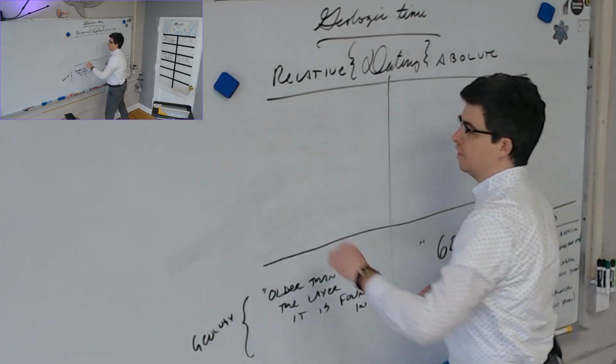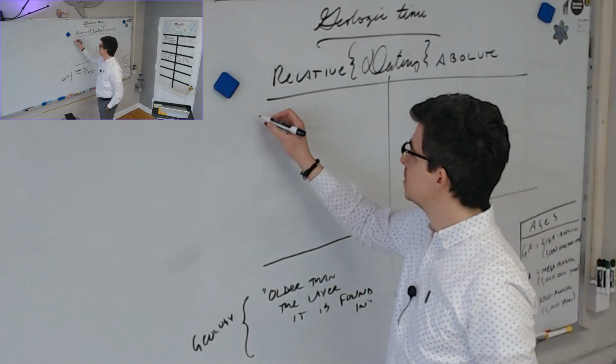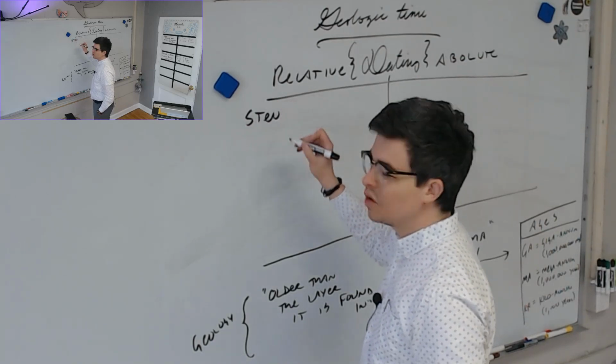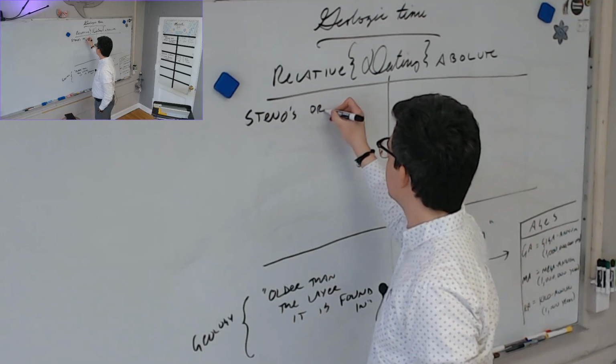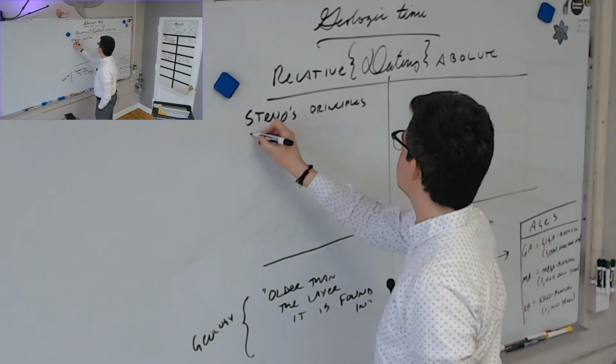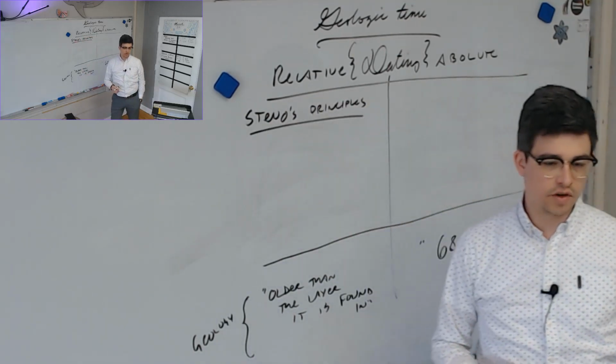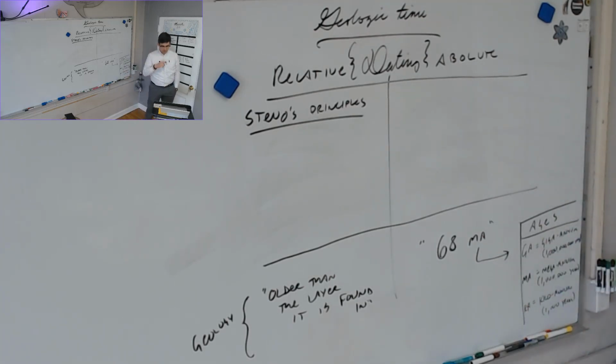Let's start with relative age dating. The ideas for relative age dating are from a man called Nicholas Steno, who I think was Danish. Dutch, maybe? I don't know. Steno's principles is what we call them. They're sometimes just called the principles of relative age dating, but Steno's principles, after Nicholas Steno, who I don't know if I would say developed, but he first postulated them.